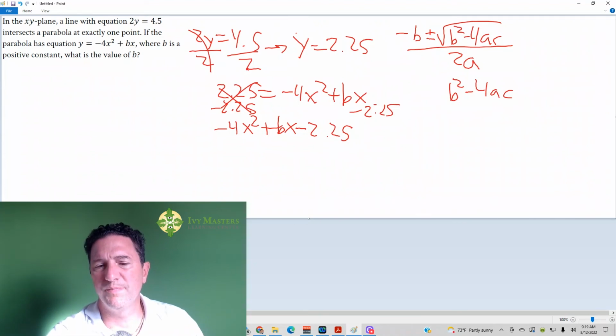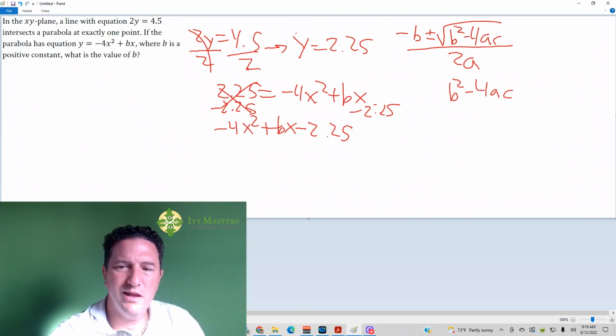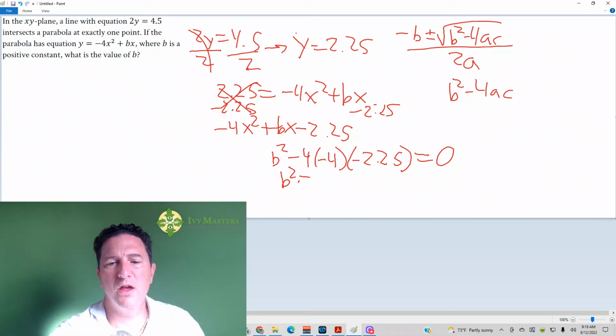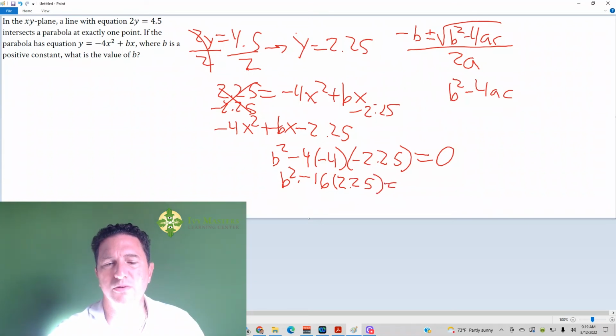And what's your b here? It's b. They made that one easy for us. So it's b squared minus 4. The a is negative 4. The c is negative 2.25. And it's got to equal 0. And so we've got b squared minus, because if you have 3 negatives, it's going to be a negative, minus 16 times 2.25 equals 0.